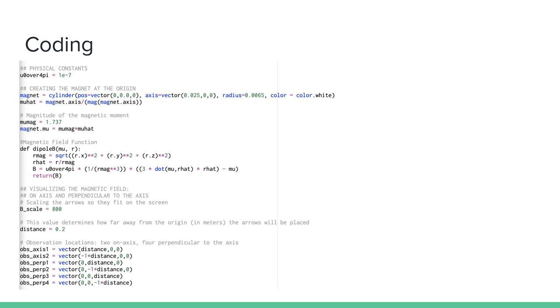So next we have the coding, and we started from the starter code, and then I inputted my value for mu, and then I created a magnetic field function that I would actually use to create the arrows for the magnetic fields both on and off axis. I also have scale factors here that help define the size of my arrows.